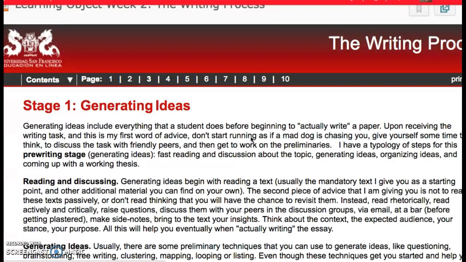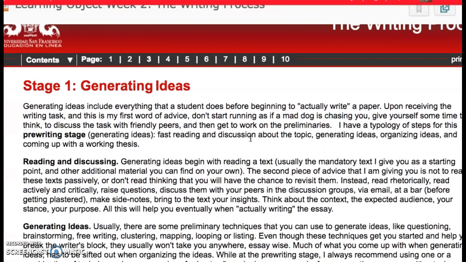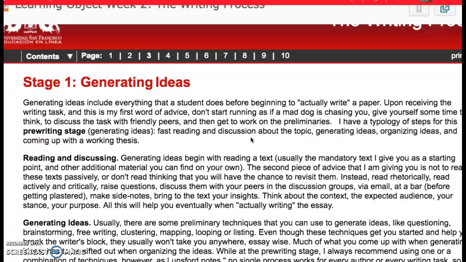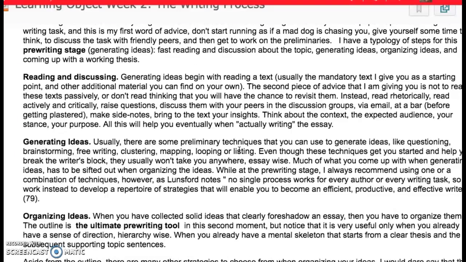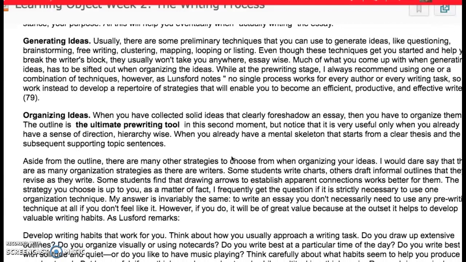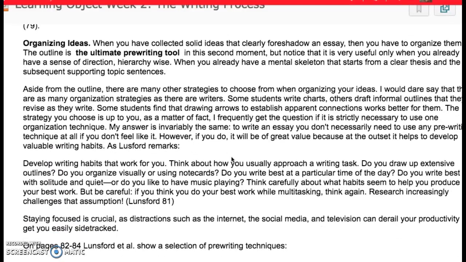On page 3, I established the difference, in the stage of generating ideas, in the pre-writing stage, between generating ideas when you do brainstorming or clustering, listing, and then I make the distinction from organizing ideas. It is when you already have generated ideas and then you want to put them into an outline form, or maybe into a chart form, or something that resembles the essay somehow.